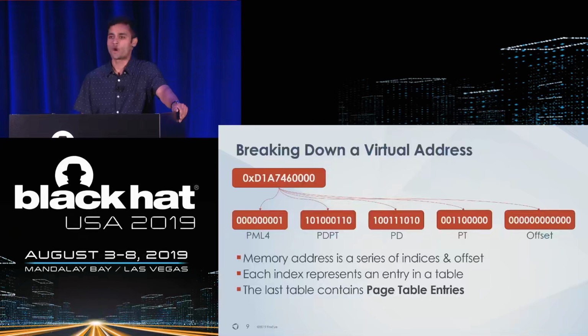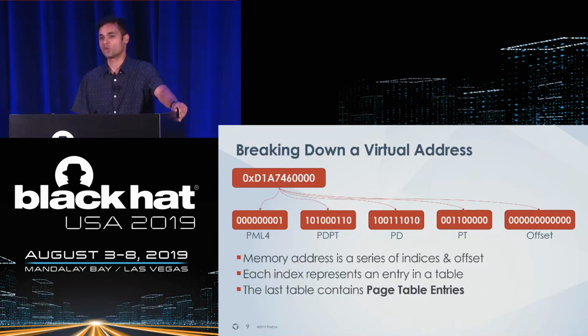So let's say me, Omar.exe, has gone ahead and made a request to the kernel. I say, hey, give me 1 megabyte of memory to work with. The kernel and the memory manager will respond back to me. And in this case, the kernel said, okay, Omar, hex D1A746 followed by some zeros. You can work with that address.